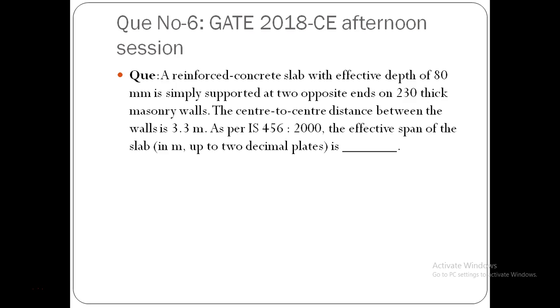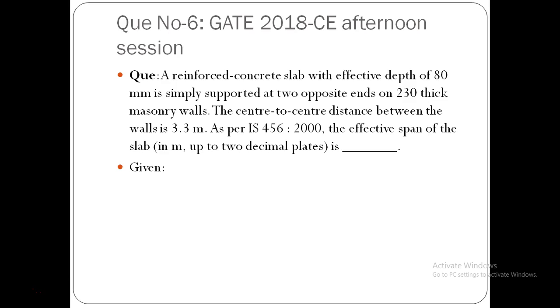So there are no options available. So student has to recall the concept and accordingly has to solve this particular question and write down the answer.